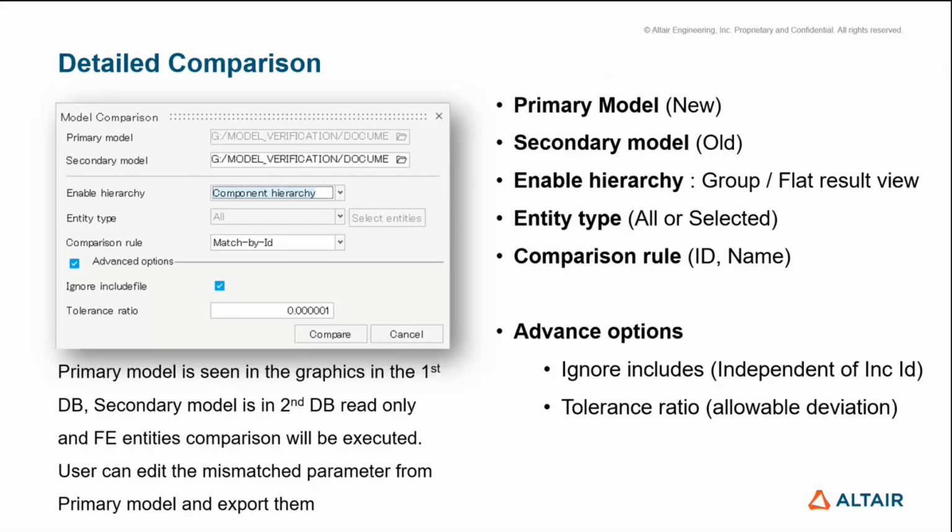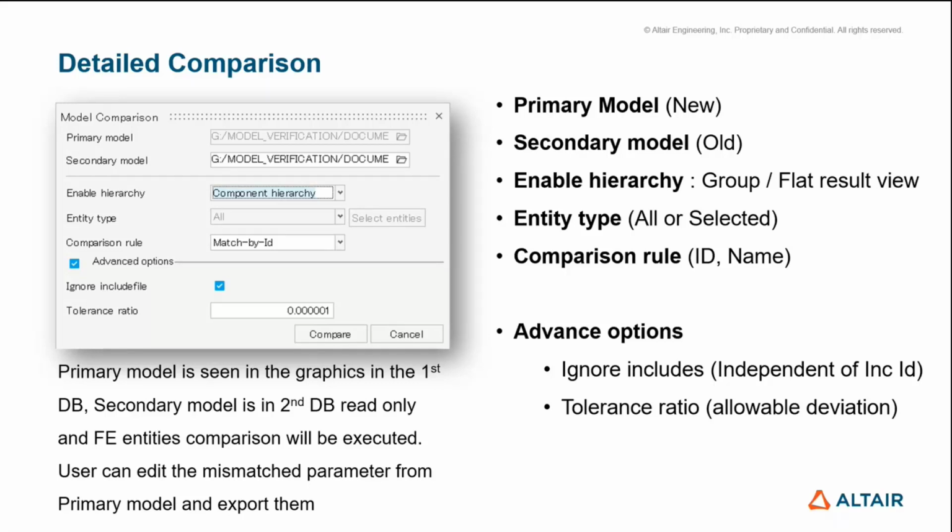The secondary model is read-only, and it does the FE to FE comparison at the backend. The user can edit the mismatch information of the primary model, which will always be shown in the graphics. After editing and closing this window, you can also export it as a solver deck. On the right hand side, a few details. The primary model is a new model. The secondary model could be your reference model. So you want to keep a reference and always compare with your reference.